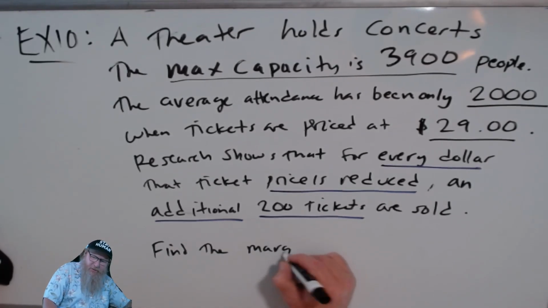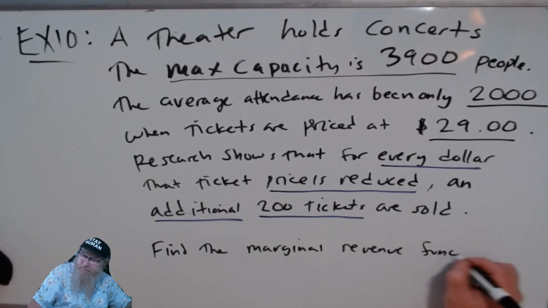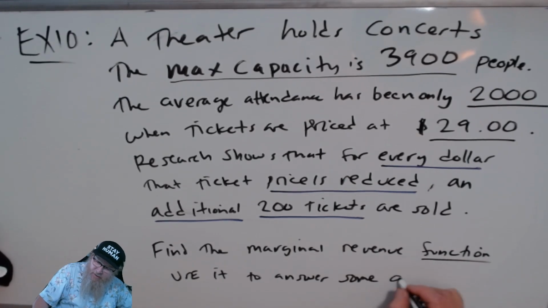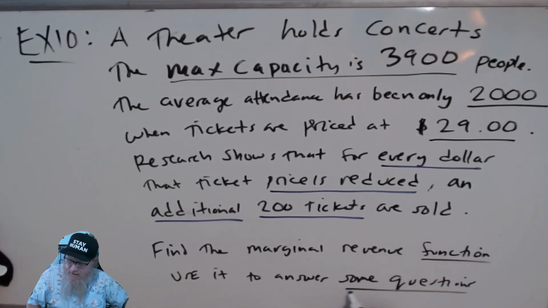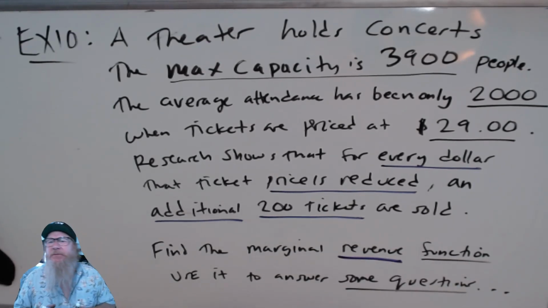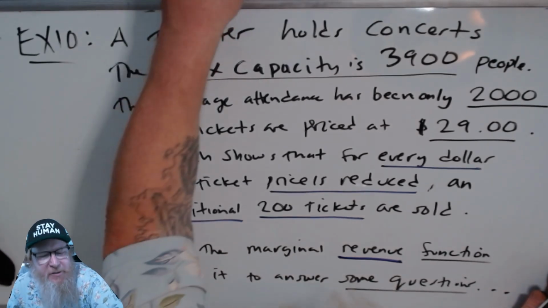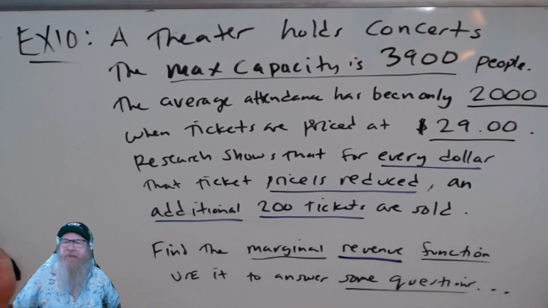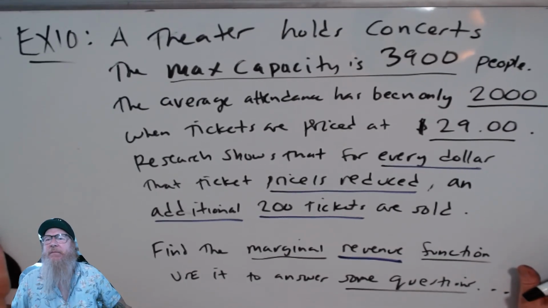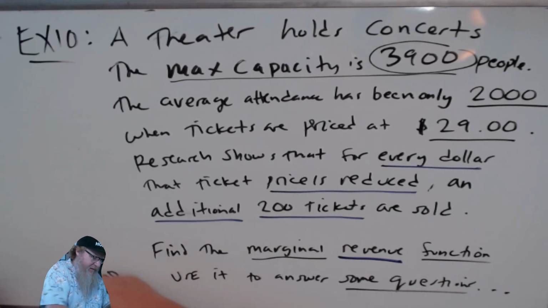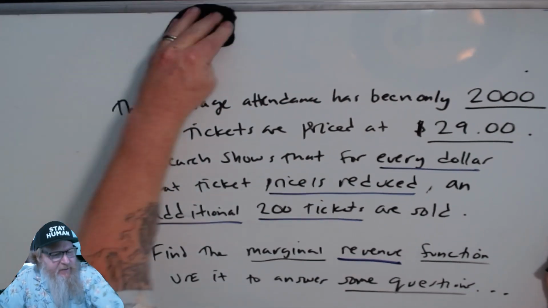Find the marginal revenue function and use it to answer some questions. I'm saying some questions because I don't have room to write all the questions here. This is just revenue. We don't care about how much it's costing us to put on a concert, although that's another question we might have to answer at some point, but not today. We just want to know the marginal revenue function, and then I'll end with a couple comments on what that function can be used for. We don't really need the max capacity right now. I'm just going to write it behind my head. Don't forget the max is 3,900. We're not going to use that until later in the question.